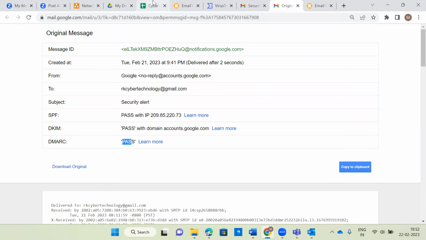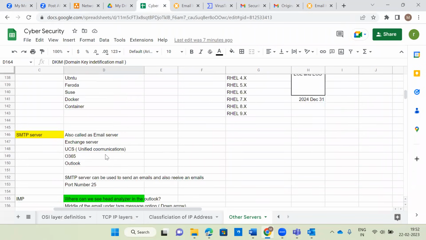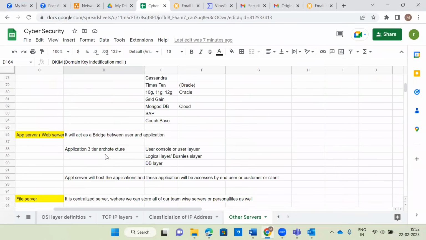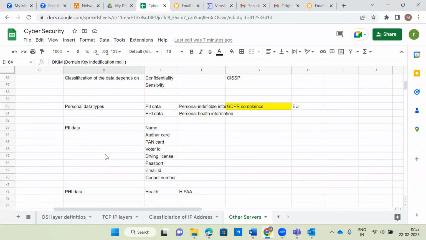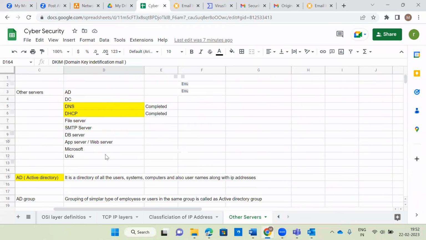Yes, sir. Okay, so that is about the overall servers. These servers are not mandatory; not every organization has to maintain them. It depends on their budget. Maybe they don't want a file server, so they will not configure one. Maybe they don't want Active Directory. For example, an SMTP server, they will configure Outlook instead. But most of the organizations will use all these servers.